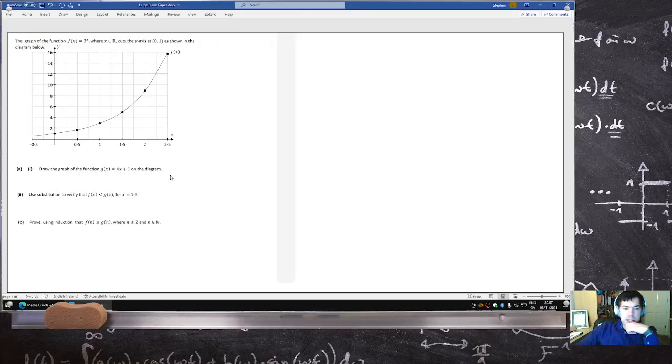Okay, firstly, draw the graph of g(x) = 4x + 1. So when x is 0, g(x) is 1, so that would be there. When x is 1, that would be a 9. Sorry, what am I saying? That would be a 5.